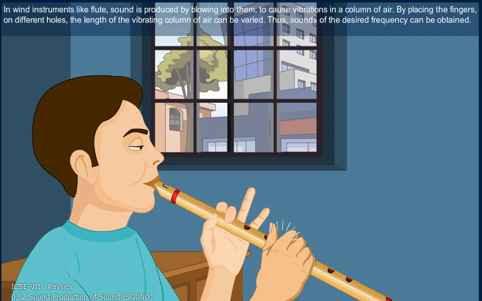In wind instruments like the flute, sound is produced by blowing into them to cause vibrations in a column of air. By placing the fingers on different holes, the length of the vibrating column of air can be varied. Thus, sounds of the desired frequency can be obtained.